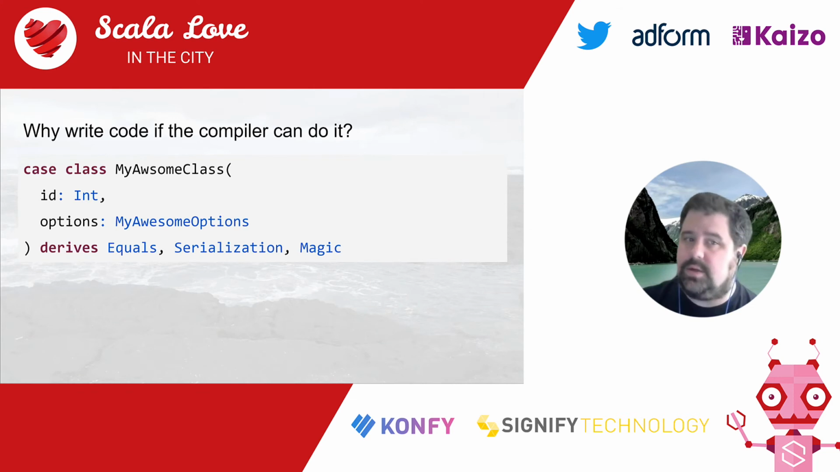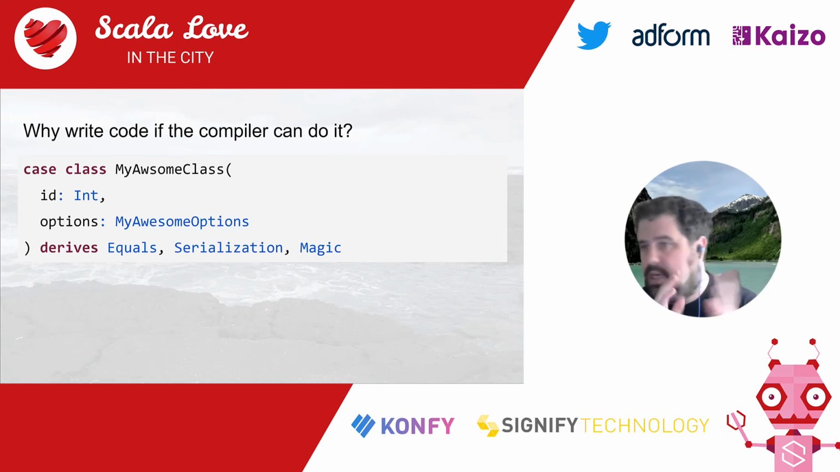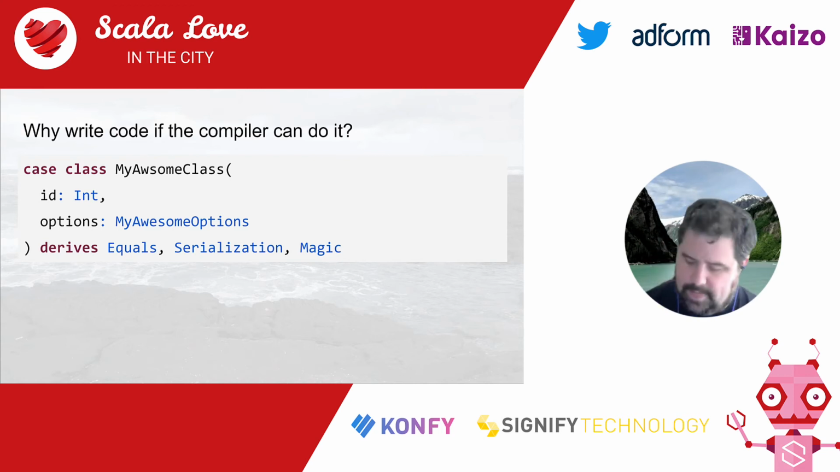So in Scala, there's this thing called derives now. When I have a case class, I can say I want this case class to derive the equals type trait. I want it to derive serialization, and I want it to derive some magic, because I wrote a magic class and that should be magical, right?